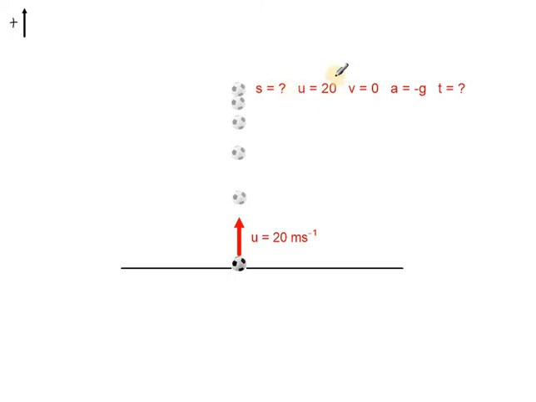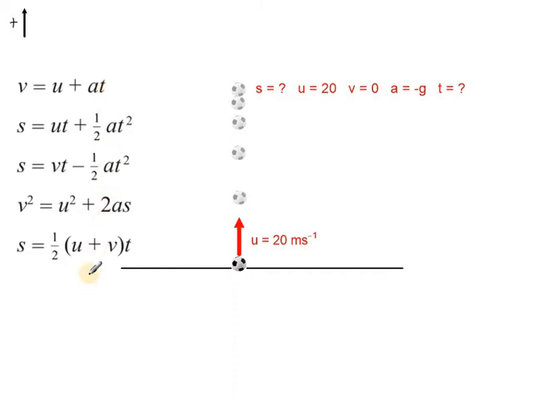This is the initial velocity. The final velocity at this point is 0, and because this is the positive direction, acceleration there is minus g, and we can calculate the time taken for the ball to reach its maximum height, v = u + at. So we can use any of these formulae to calculate any aspect of the motion of this ball.